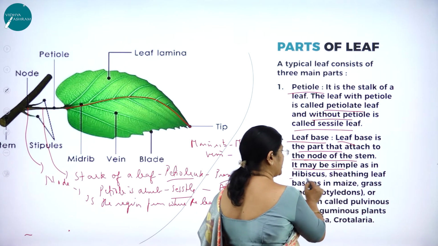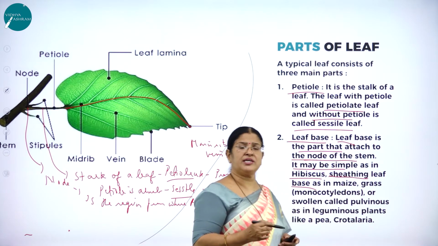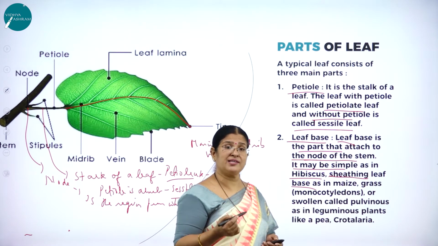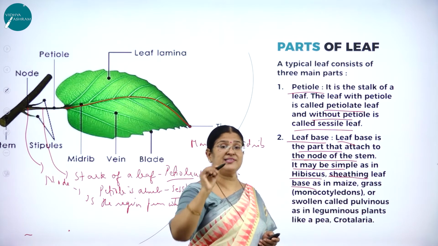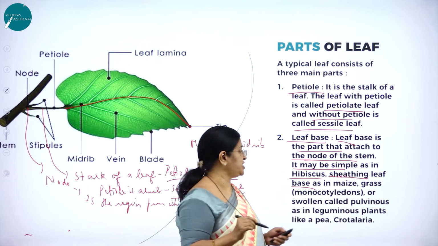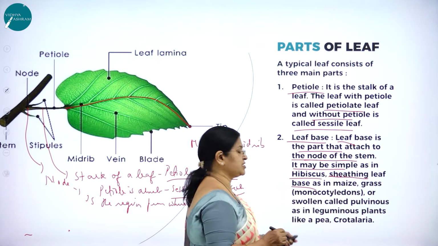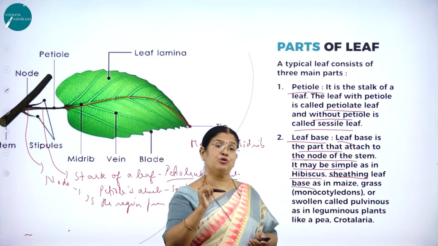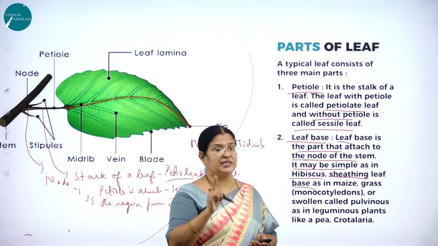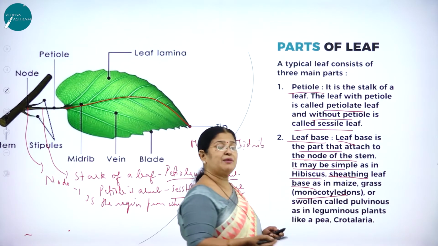It may be simple as in hibiscus, or a sheathing leaf base. You might have come across it in maize, usually in grasses, which have a sheathing leaf base, like a white membranous structure, and that is called a sheathing base. As in maize and grass, usually you find that sheathing base in monocot plants. You don't come across it in dicot plants. Most of the time we come across it in monocot plants.